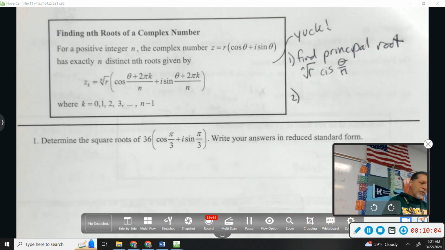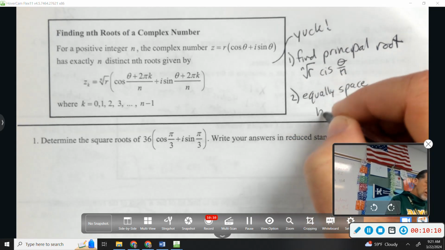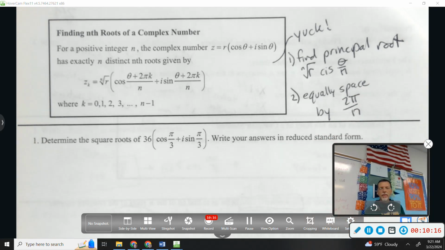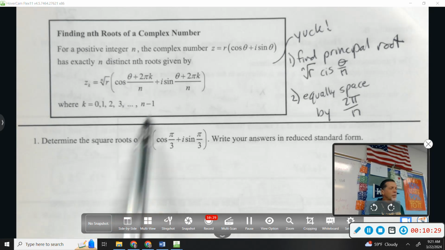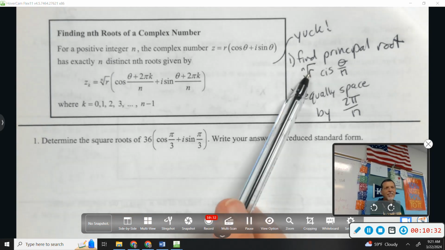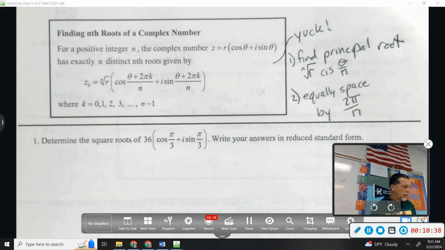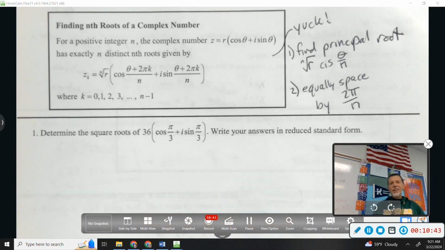Next, I wouldn't worry about that formula. I would equally space them by 2 pi over n. Again, this is correct. It's just that's a lot to think about, and you certainly wouldn't want to try to memorize all that. Find the principal root, that's easy. And then just think about, well, where are the rest of them so that I equally space them? Let's try a problem. I think these are easier than this formula makes it look.